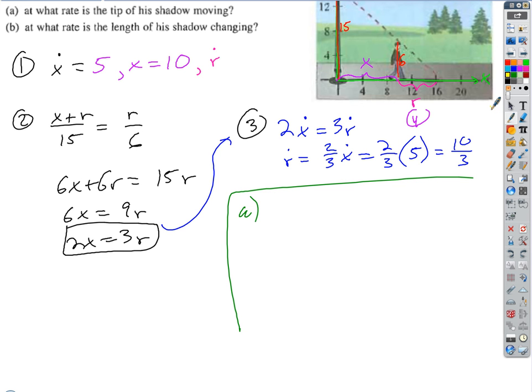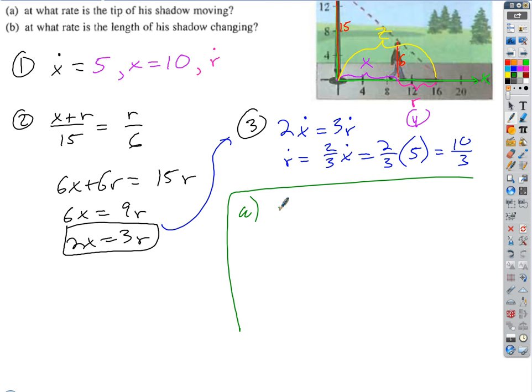Okay, so this whole thing right here, from there all the way out to the tip, we're going to call it Z. So how is Z related to X and R? Z equals X plus R.